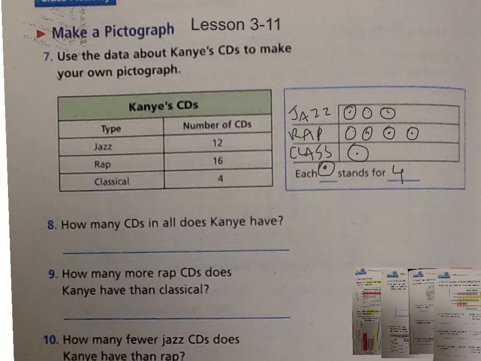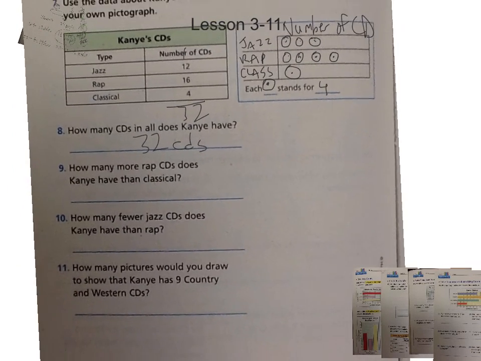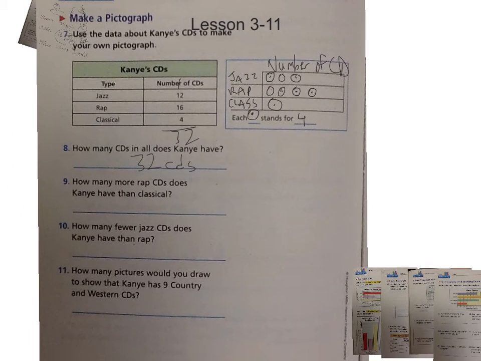Okay, so we just made our pictograph here. We could do number of CDs there. And it says, how many CDs in all does Kanye have? Well, here you don't even need to really worry about the pictograph you made. Just add that up. Okay, you have 12, 16, 4, that's 32. 32 CDs. Make sure you label it. How many more rap CDs does Kanye have than classical? Well, he has 16 rap, and he has 4 classical, so you subtract to give yourself 12, so 12 more.